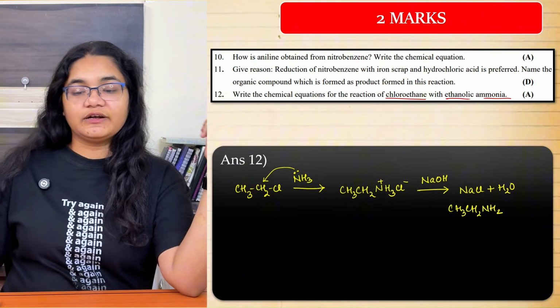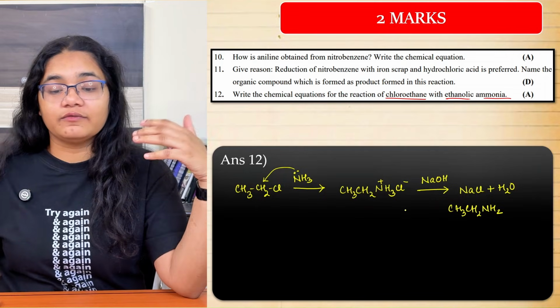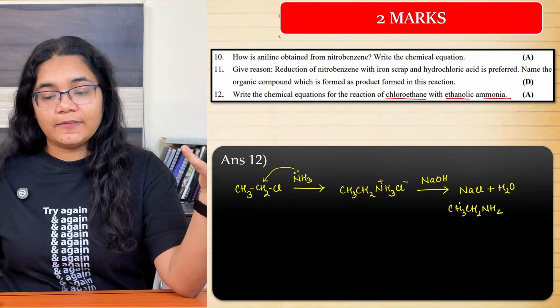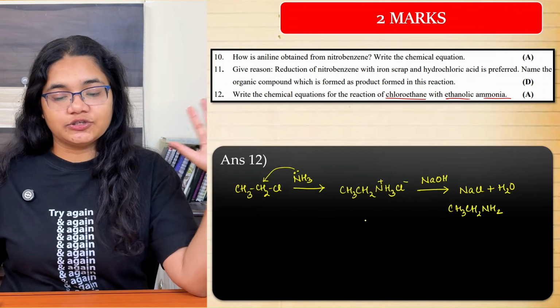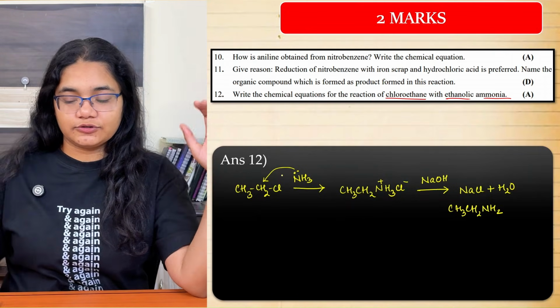Now in the question, if it is mentioned with excess of ammonia or with excess of CH3 CH2 Cl, then again you can continue the reaction till the quaternary product is formed, but here there is no mention of that, so you only have to write this much of the reaction.